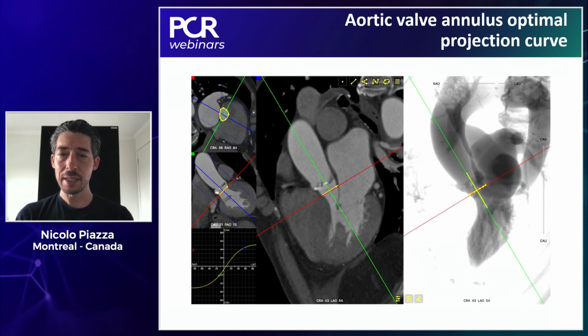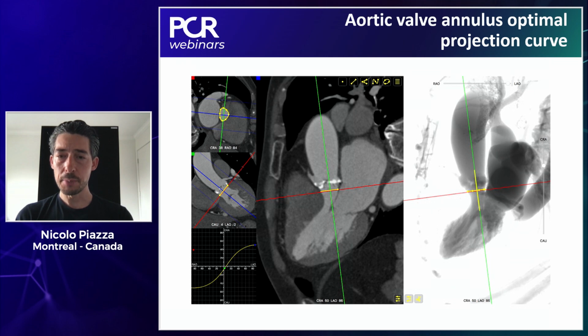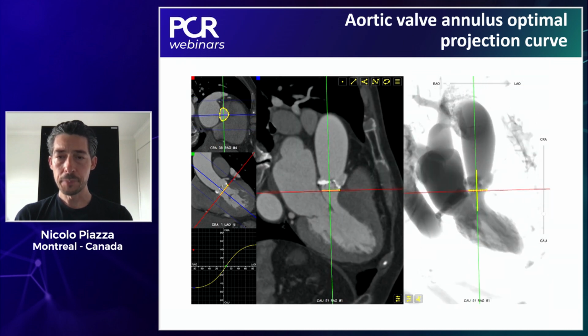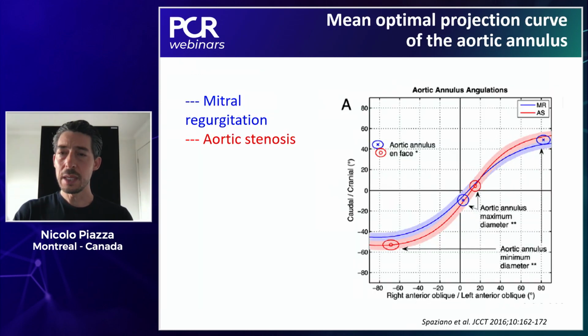And as we're moving in LAO cranial, we get the four chamber view and the three chamber mirror view in extreme LAO cranial. The aortic annulus has an S-curve that looks something like this in almost every patient. It drives in the RAO caudal to AP to LAO cranial, whether or not patients have aortic or mitral valve pathology.